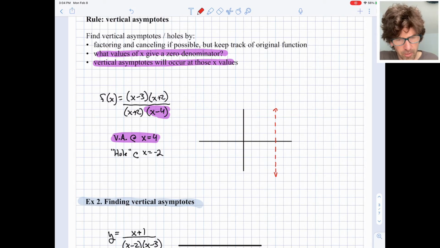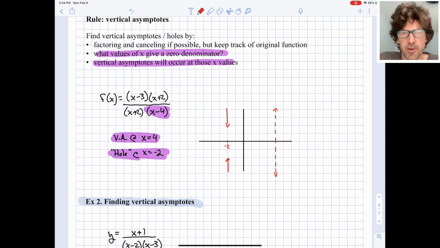And we would have a hole at x is equal to negative 2. Okay, so somewhere on where x is negative 2, right here, somewhere on there we would have a hole. Wherever our curve would try to cross x equals negative 2, we would have a hole, but it would not be an asymptote.